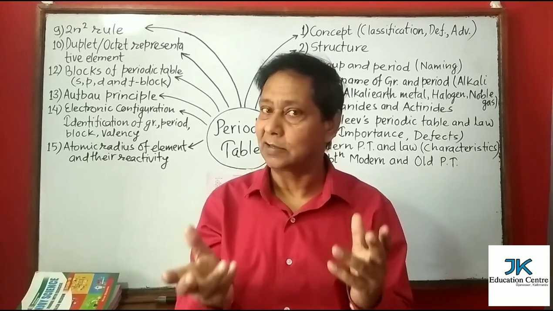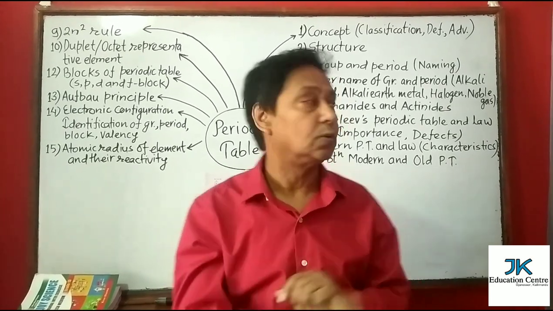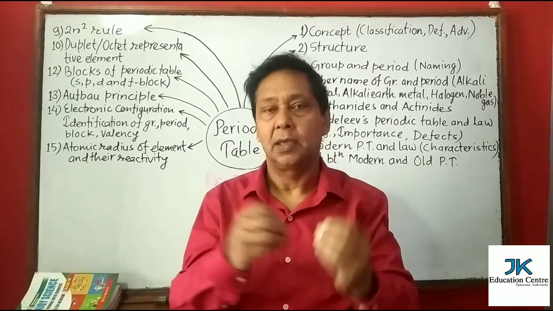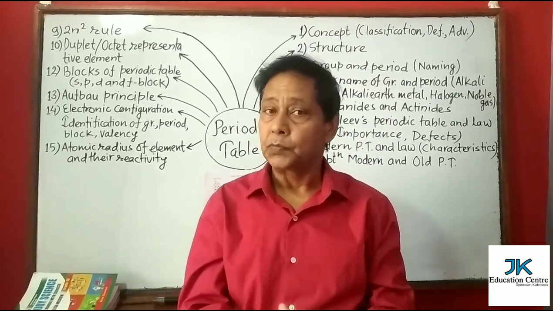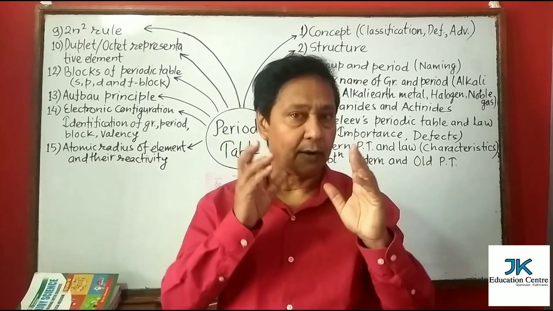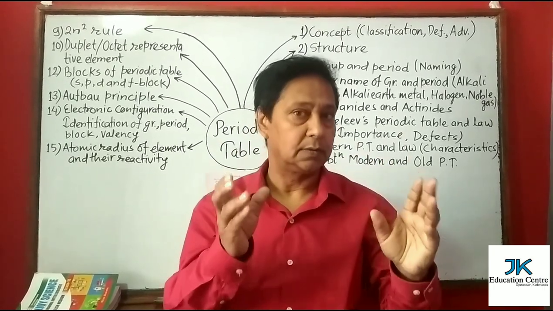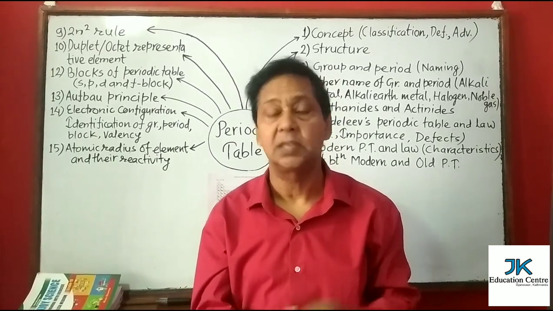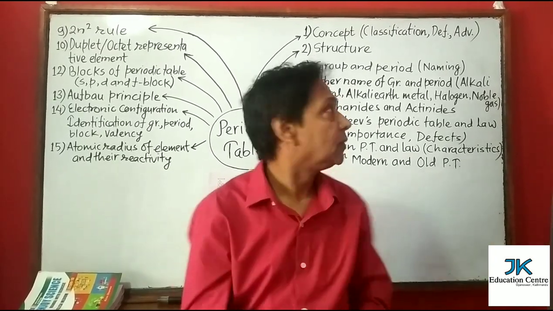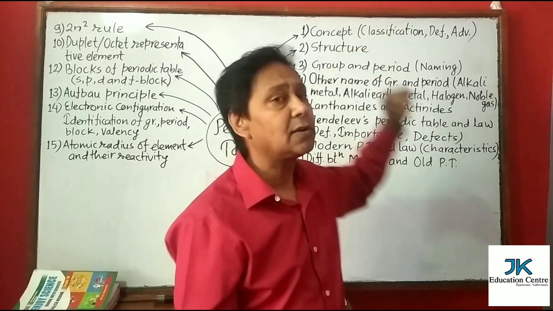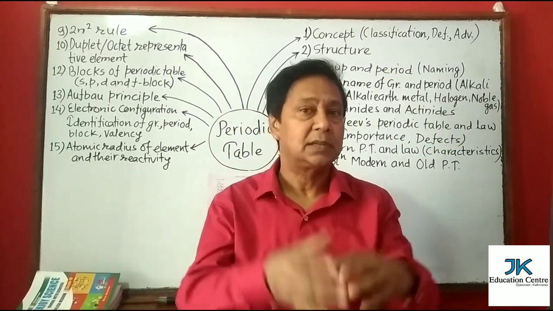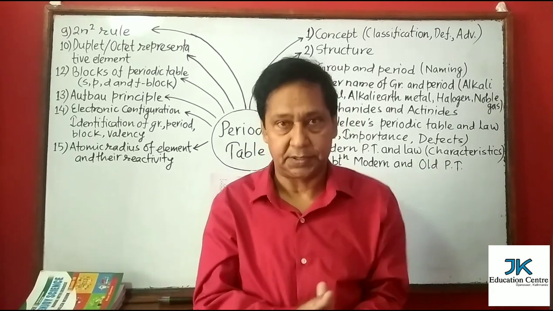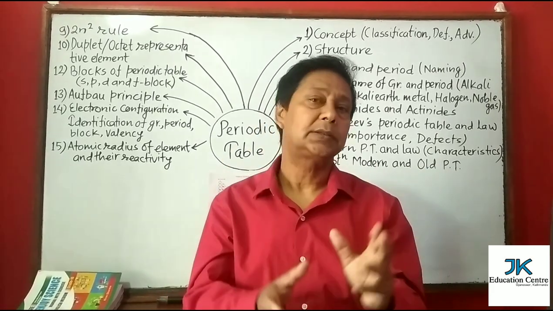That's why they started. So, if you are told to write what is classification, how can we say it? Classification is a grouping of elements according to the similarity and dissimilarity of the elements. Now next, the result of the classification is a table in which all the elements were placed. And this is called the periodic table.